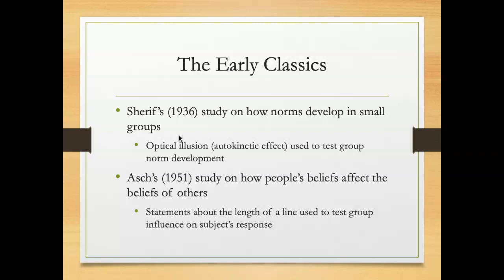You have Sherif's studies that were done way back in the 1930s, who studied how norms develop, and how people then conform to these norms in small groups. We're going to look at that research because he used something known as the autokinetic effect to test the phenomenon of norm development. Then we'll look at the very famous studies by Solomon Asch on how people's beliefs affect the beliefs of others, and how what people say they believe is affected by what others say they believe. We'll get to that in a moment. But let's look at Sherif first.